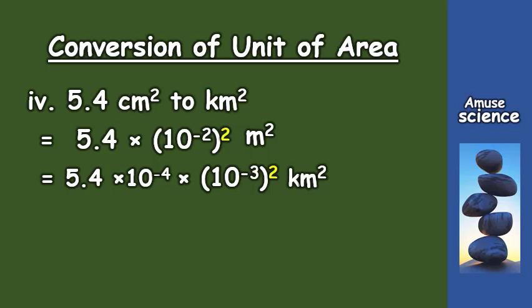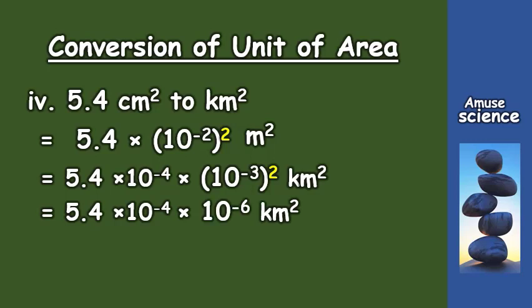Let's do the indices. 5.4 times 10 exponent minus 4 times 10 exponent minus 6 in kilometer squared. Applying indices again, we are going to get 5.4 times 10 exponent minus 10 kilometer squared. And since this is already in standard form, we can leave our answer like this. So this brings us to the end of today's tutorial on how to convert the unit of the area of objects from one to another.